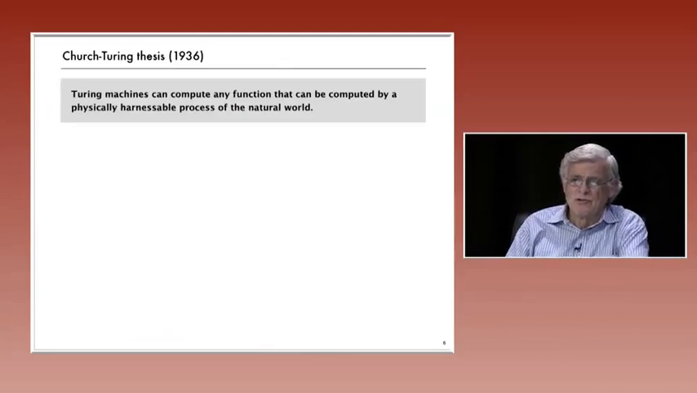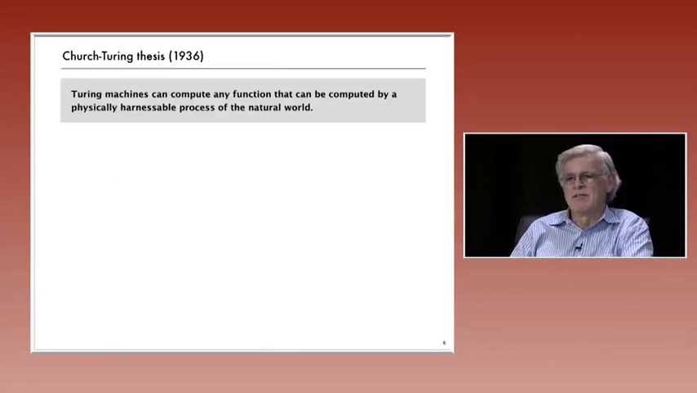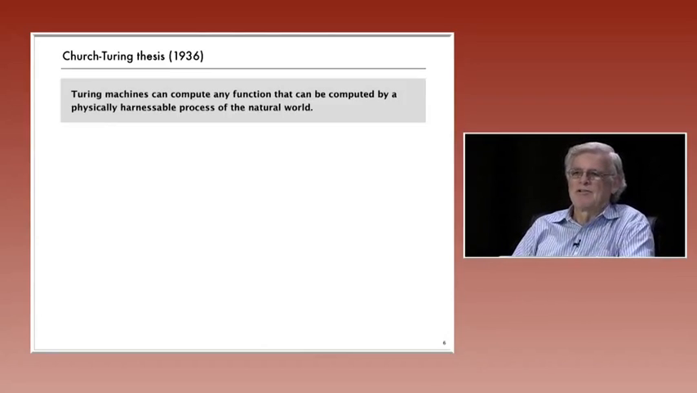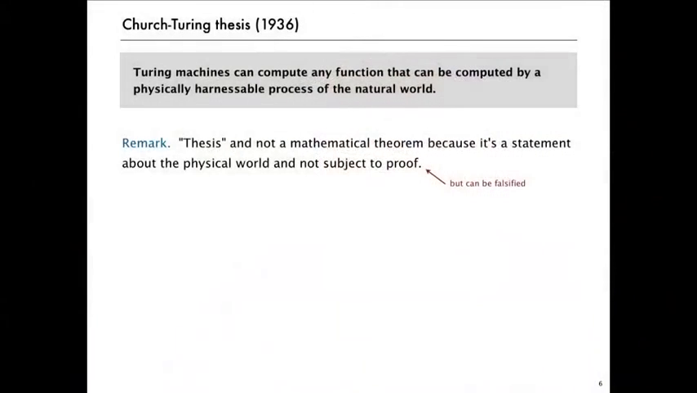So with Church, who was Turing's advisor here at Princeton, we have the thesis that there's no more powerful machine. Turing machines can compute any function that can be computed by a physically harnessable process of the natural world. Now, this is not a mathematical theorem because it's a statement about the natural world. It's not something that you can prove from basic principles, but it is something that you can falsify. You can run experiments that show it not to be true.